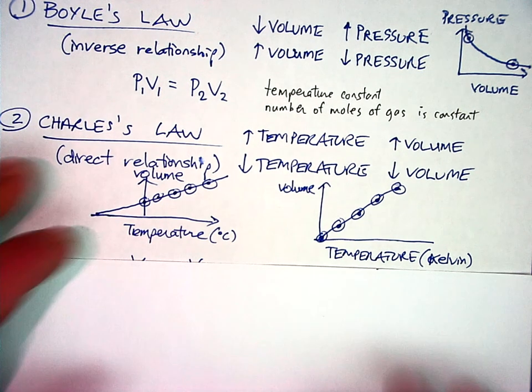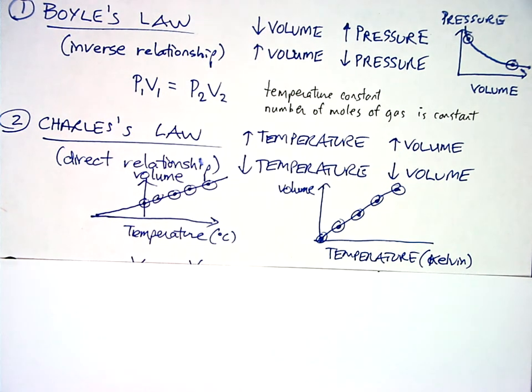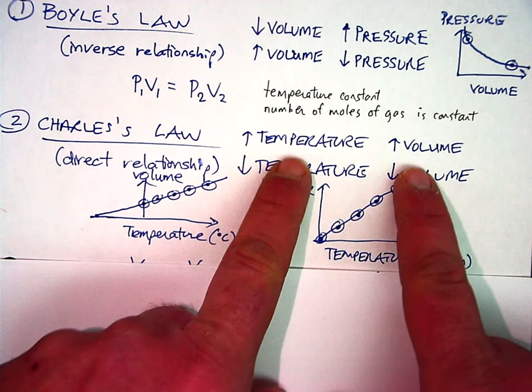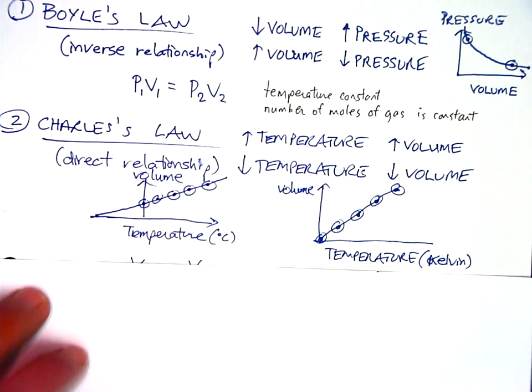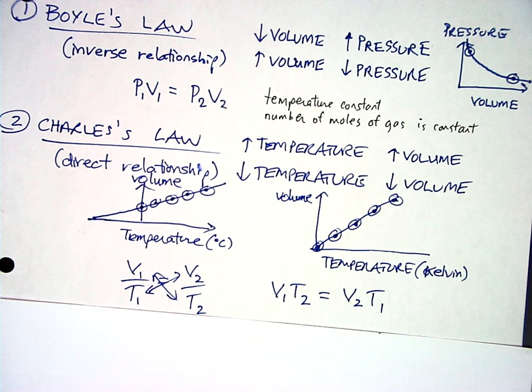So with all of the temperatures, we always have to change them to Kelvin. It's a simple little change. And because it's directly related, it's not going to be a product anymore like Boyle's law. It is going to be a ratio. And what you're going to want to do is set it up.